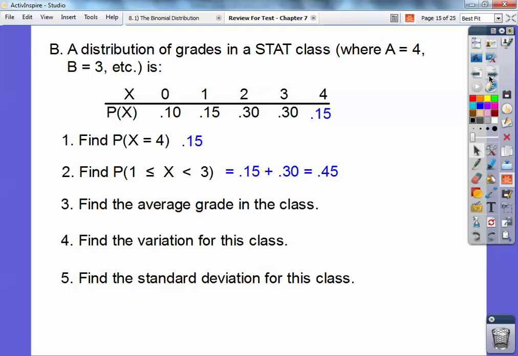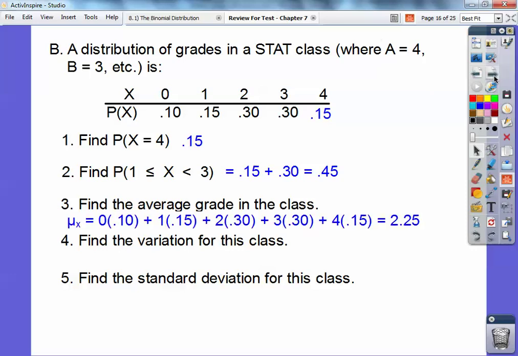Find the average for the grade in this class. That's where you do this times this, this times this, this times this, and add them all up, okay? So about a 2.25, a little over a C.